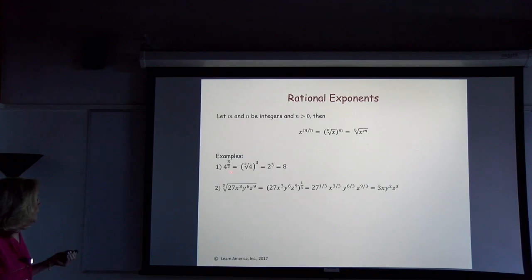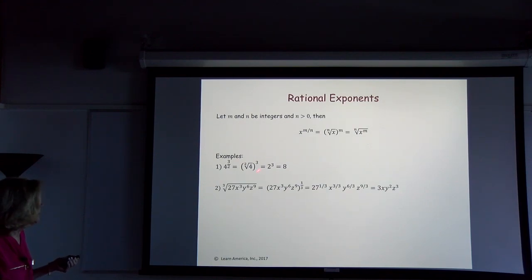So for example, over here, I have 4 to the 3/2. 2 represents the index. That's a fractional exponent, which means I'm going to take a square root. The 3 represents the power I'm raising it to. So in this case, what's the square root of 4? 2. And then 2 cubed is 8. The other way I could have done it would have been to take 4 to the 3rd power and then take a square root. What's 4 to the 3rd power?